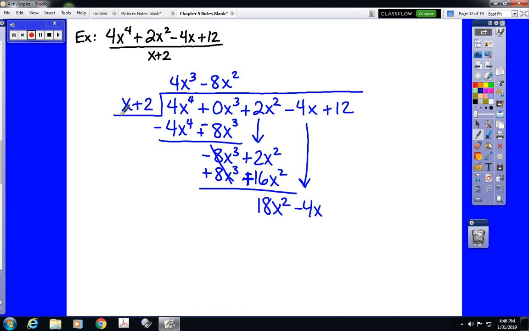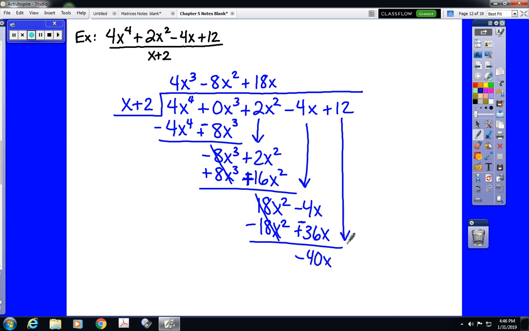So I need to multiply x by what to get 18x squared? I need to multiply by 18x. 18x times x is 18x squared. 18x times 2 is 36x. Draw the line, change both signs, add down is negative 40x. Bring that final term down and restart one more time. What do I need to do to x to turn it into negative 40x? I need to multiply by negative 40. Negative 40 times x is negative 40x. Negative 40 times 2 is negative 80. Draw the line, change both signs, add down.